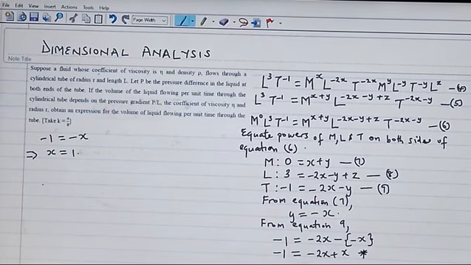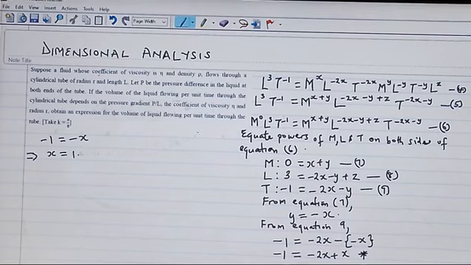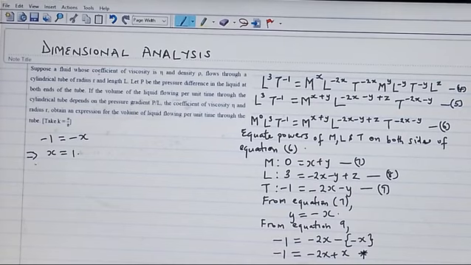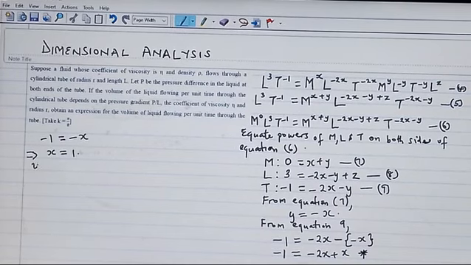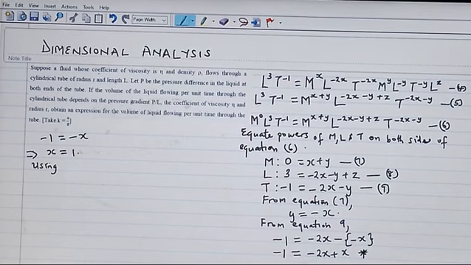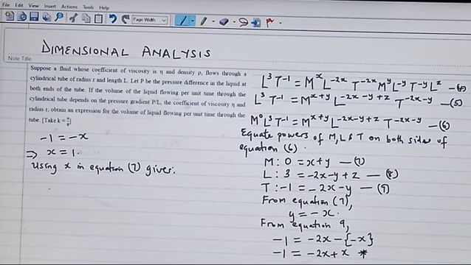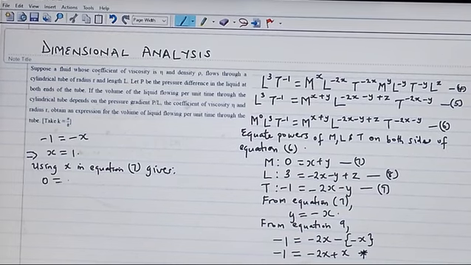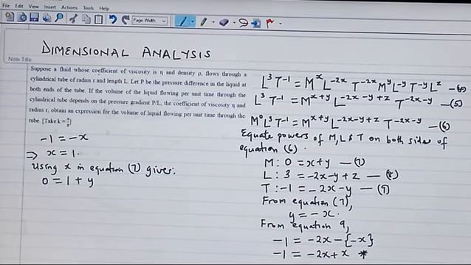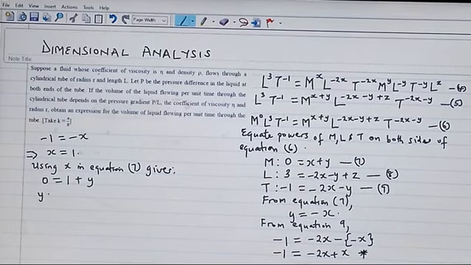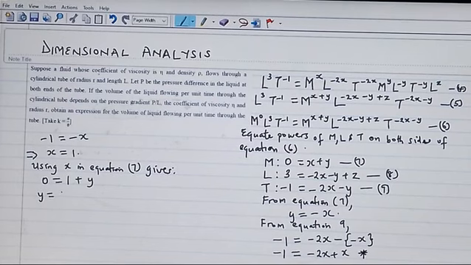So substitute the value of x into equation 7. Using x in equation 7 gives, so we have in equation 7, 0 is equal to 1 plus y. So that y will be equal to minus 1.